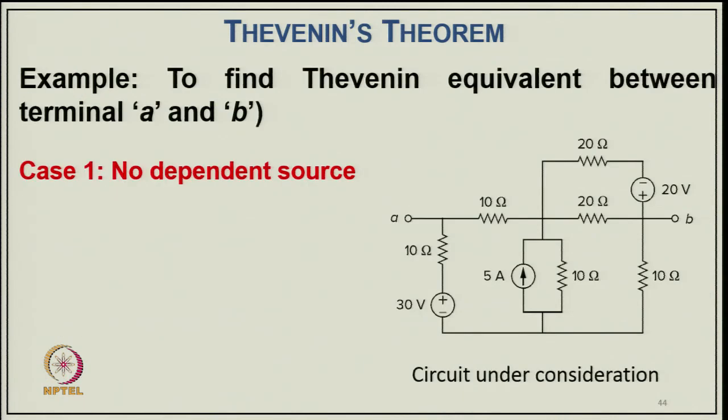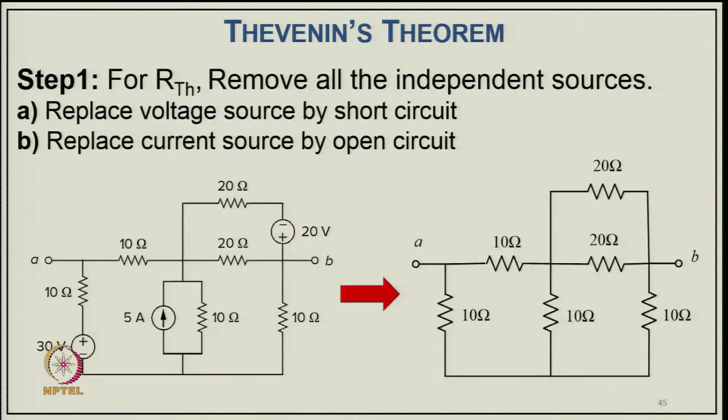Now, coming to a typical example: find the Thevenin equivalent between terminals A and B in this circuit. You can see the two terminals, and you have a current source as well as a voltage source, but there are no dependent sources here. We have only independent sources. So, the first case is for RTH: remove all the independent sources, replacing the voltage source by a short circuit.